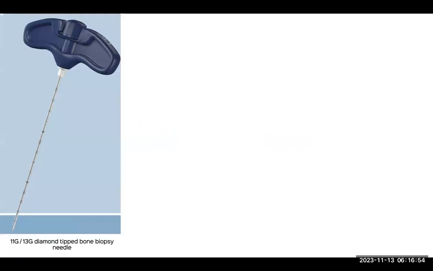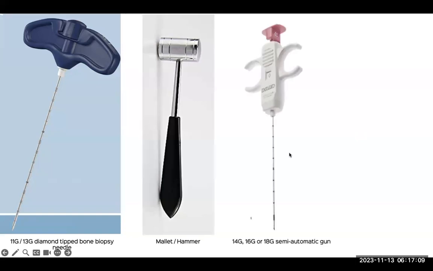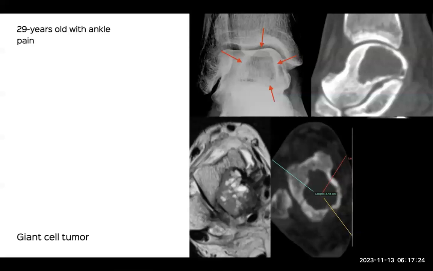We rely a lot on the 11 gauge or the 13 gauge diamond tipped bone biopsy needle. This is by Cook, but you have other vendors as well. And this allows us to penetrate even the thickest of bones in conjunction with this mallet or hammer. We use 14 to 18 gauge semi-automatic guns. It could be Cook, it could be Bard. These are the two we use. And rarely, very rarely, if the bone is very, very sclerotic, we use a Jamshidi.